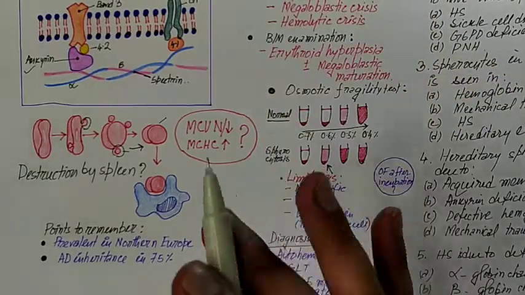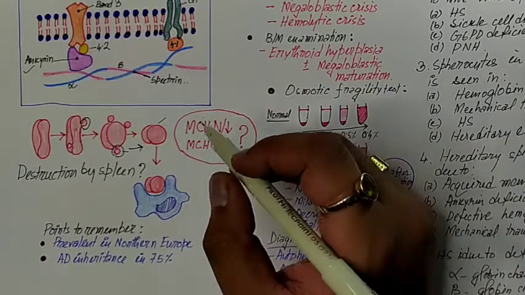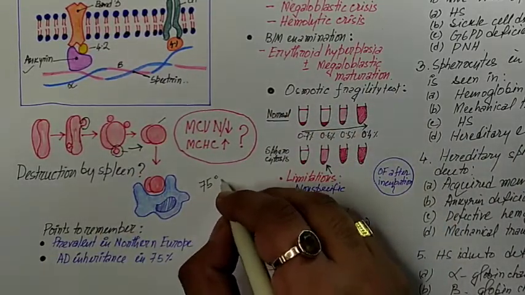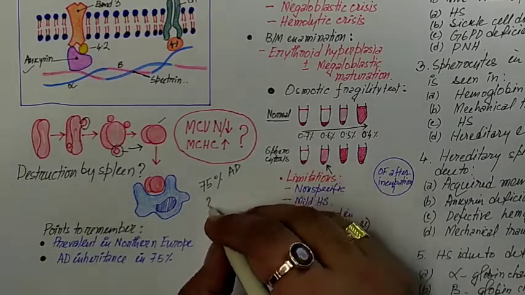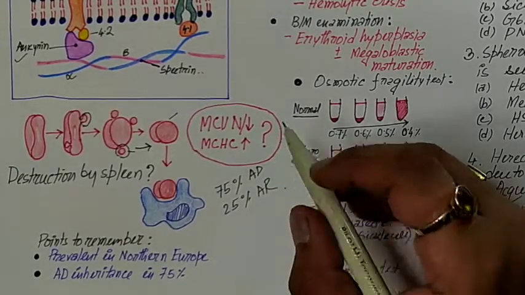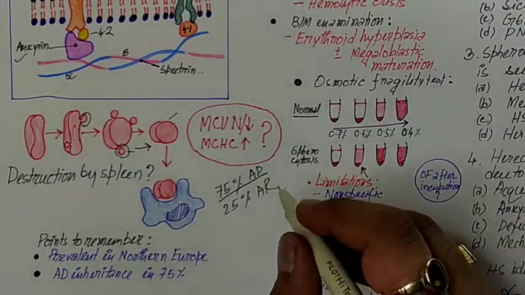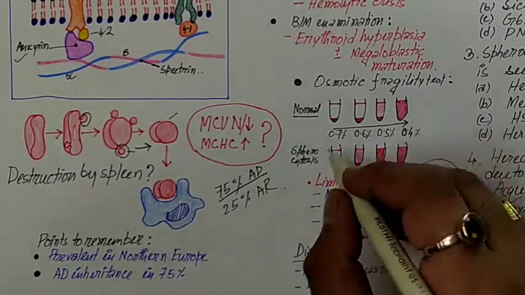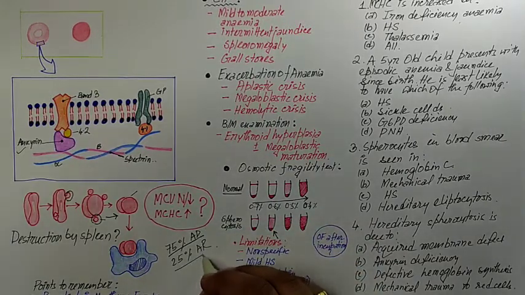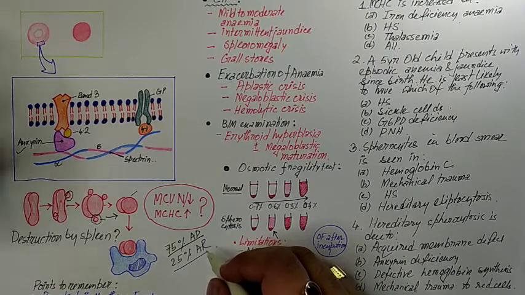Now it has two types of inheritance. It may be autosomal dominant or autosomal recessive. In 75% of the cases it is autosomal dominant, and in 25% of the cases it is autosomal recessive. But the interesting fact is that when it has an autosomal dominant pattern of inheritance, the symptoms are less severe. Rather, in case of autosomal recessive inheritance, the symptoms are more severe.